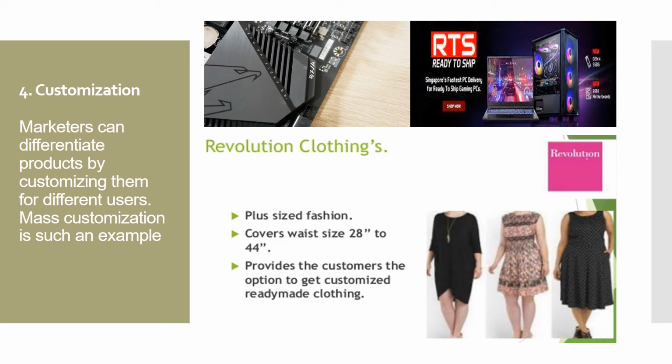So one example is Revolution Clothing. The differentiation is that it offers customized plus size fashion. It covers waist sizes from 28 to 44, and provides customers the options to get customized and ready-made clothing.